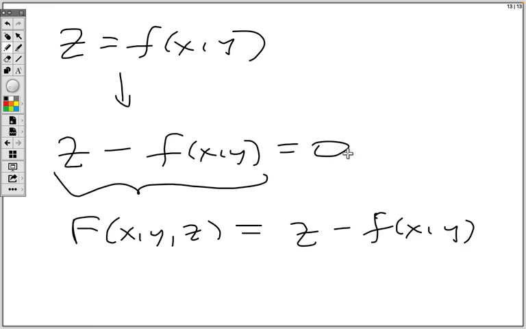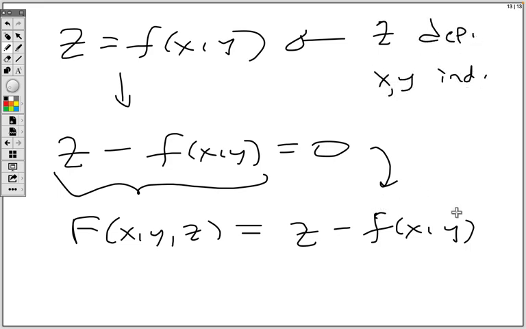It's a level surface where this is equal to 0. So what's happening here is this equation, z is the dependent variable, x and y are independent variables. Here, x, y, and z are all independent variables. So we're taking a step back and looking at this relationship between z, x, and y as being a level surface of a relationship where x, y, and z are independent. Okay, so we're taking a step back.